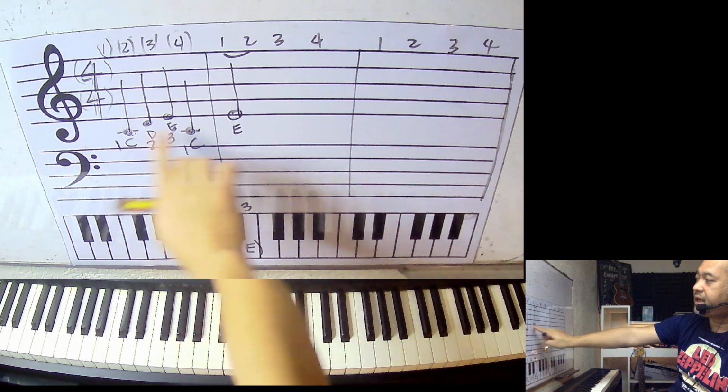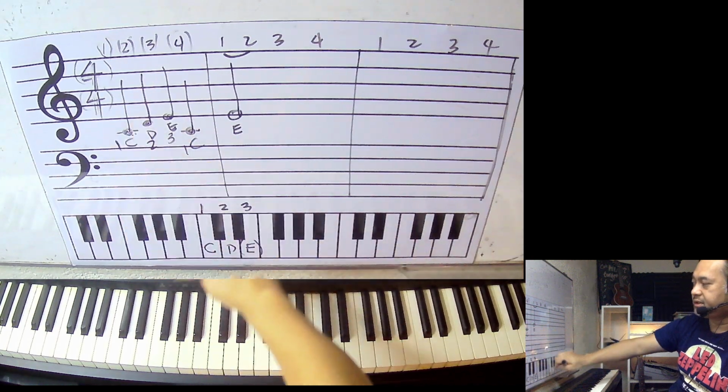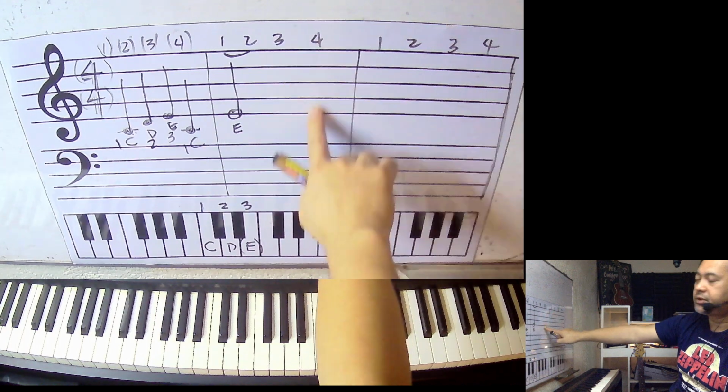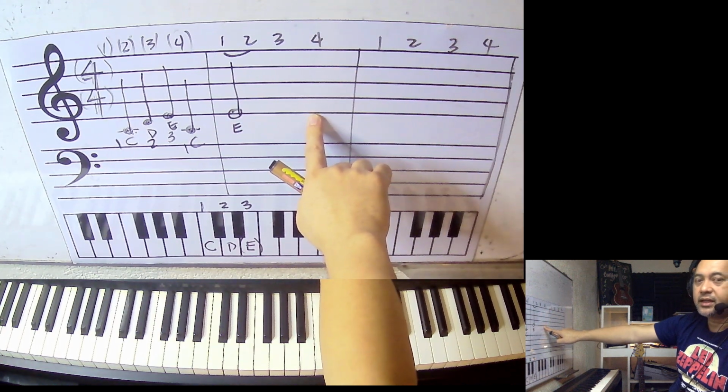Now, since we're in 4/4 time, you should realize that a half note is equal to 2 beats. That means a half note is equal to 2 quarter notes. We still have a vacant 3rd main beat and a 4th main beat. We can now add other note values here.